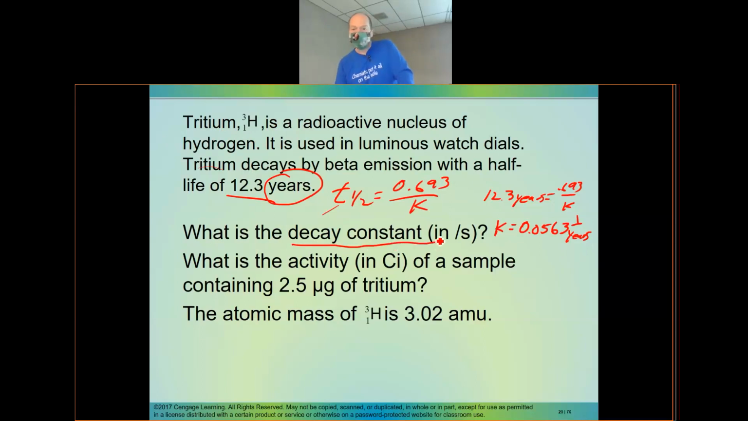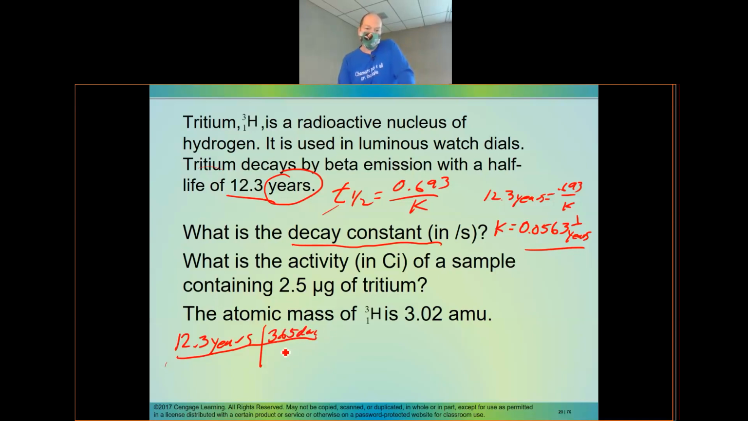What is the decay constant in seconds? All right, so that's kind of a big pain. Now you got to go to seconds. So 1 over seconds. We have 1 over years. So the easier way to do it is to take the 12.3 years, and before you stick it into this equation, put it in seconds. You can do it a different way. This is the way that you have less errors.